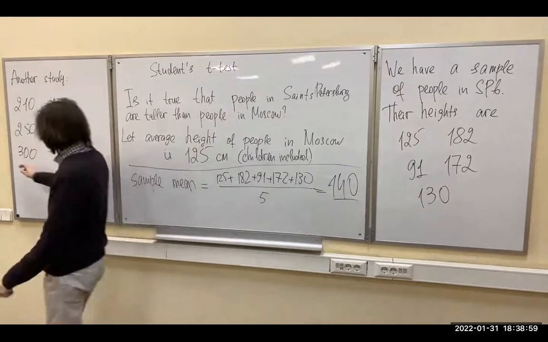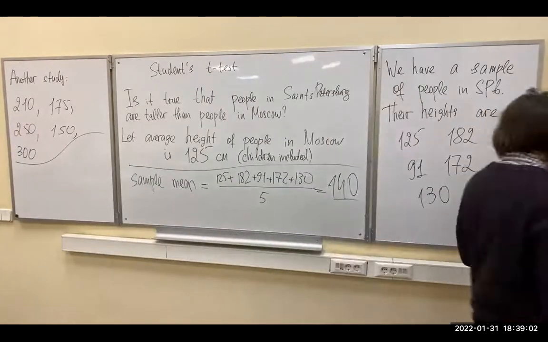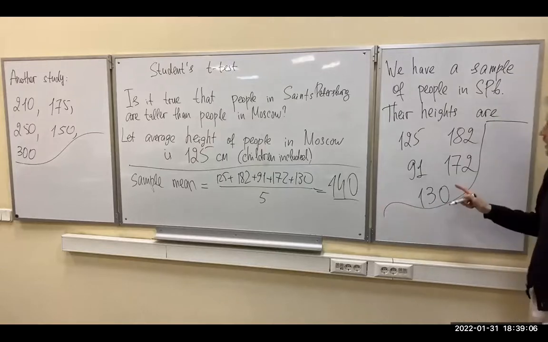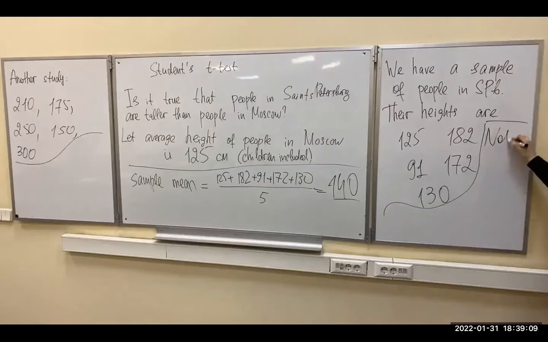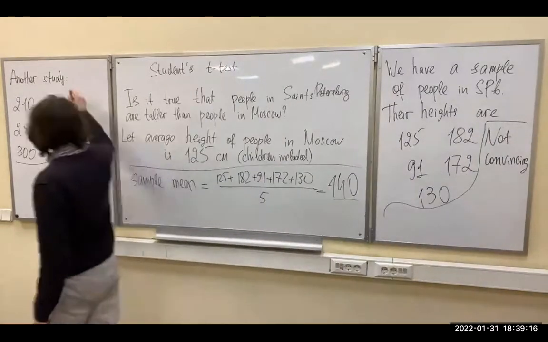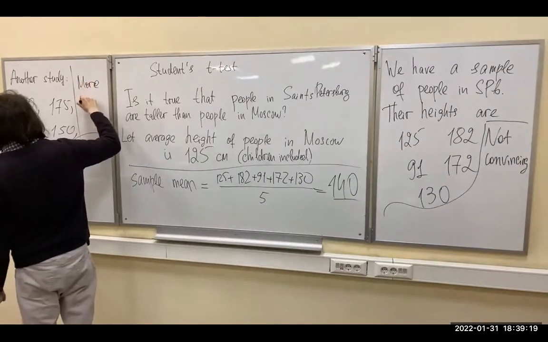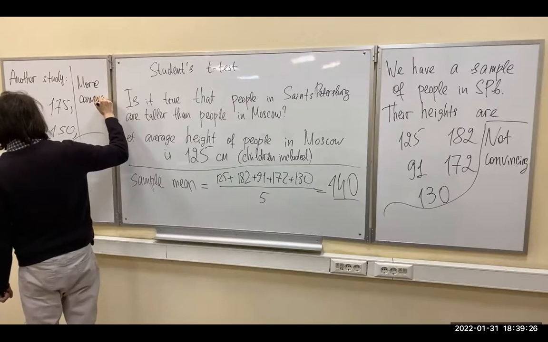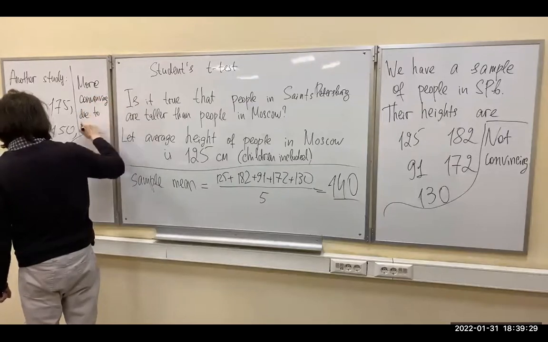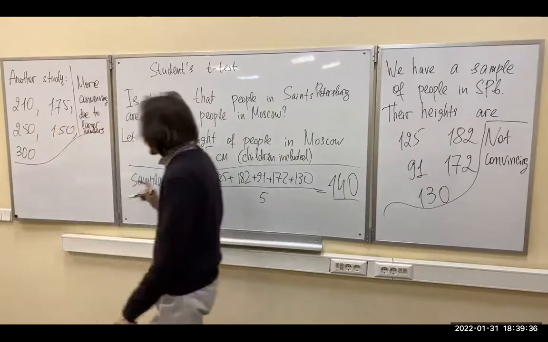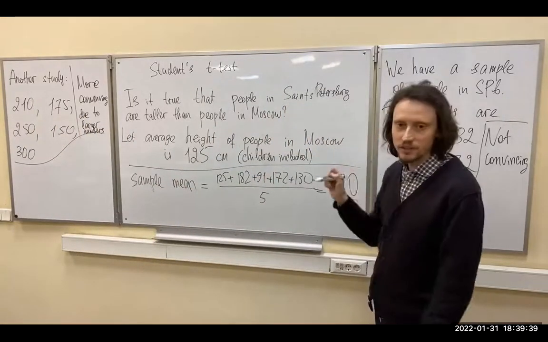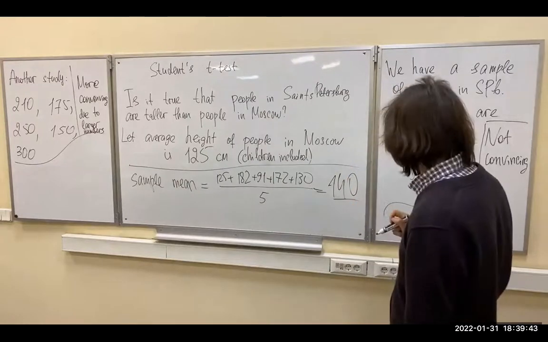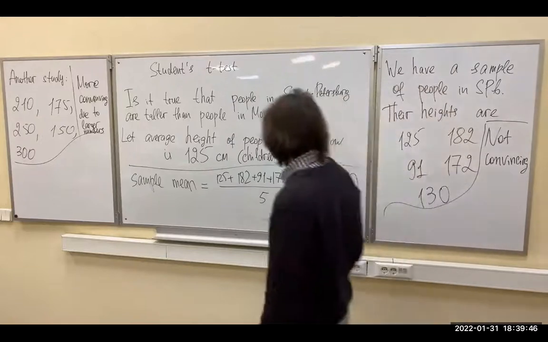Let me consider another study. So I'm just collecting some data about your intuition. Basically, these results are not convincing. And these results are more convincing, and they are more convincing because we have large numbers. Okay. Let me consider another study. And assume that in this study I have the following values.